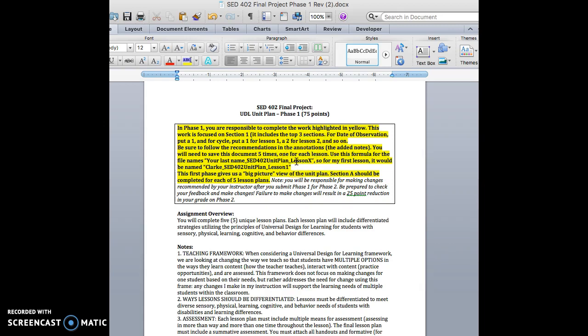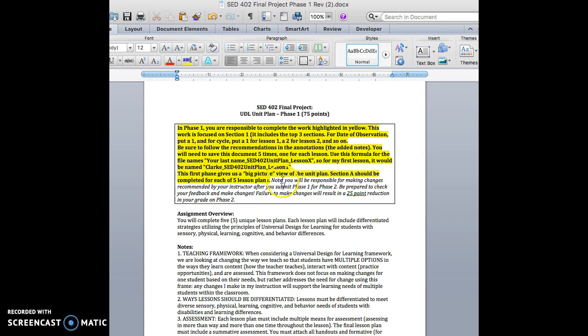So you'll need to take the KTIP lesson plan template, and you're going to need to save it 5 times. And for each one, you're going to save it with a slightly different name. So it's going to be your last name, an underscore, and then SED 402 unit plan, another underscore, and then lesson, and then you're going to number it. So if I was saving my first lesson, I would save it as Clark underscore SED 402 unit plan underscore lesson 1, and then I would save it again for lesson 2, 3, 4, and 5. Every time you upload the assignment, you're going to upload it 5 times for all 5 lessons.